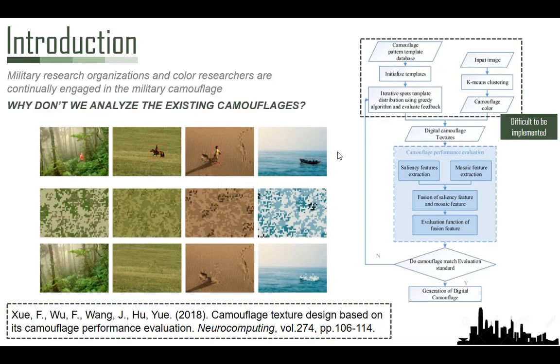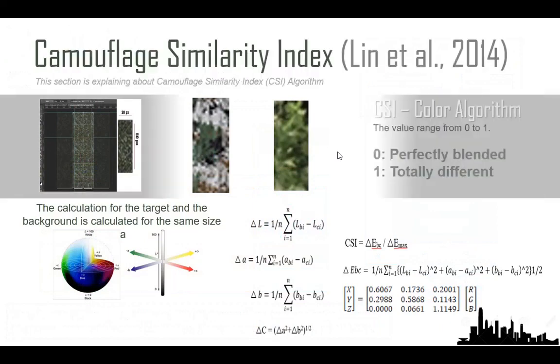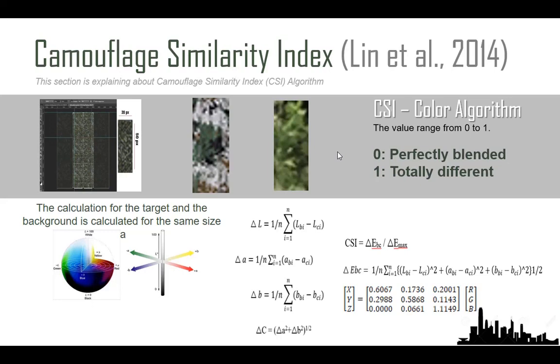So why don't we analyze the existing military camouflage using an existing algorithm? That's why I conducted my study. Previously, Lin et al. 2014 developed a camouflage similarity index, or CSI. The CSI algorithm value ranges from 0 to 1.